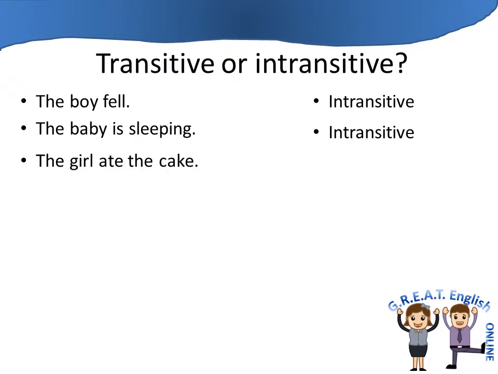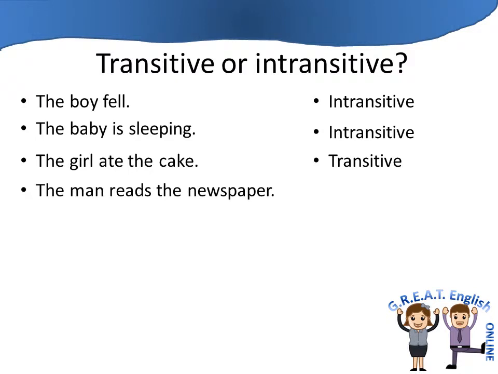The girl ate the cake. Transitive or intransitive? Transitive. Here we have ate is our action, the girl is the subject and also the agent of the eating, and the cake is what was being eaten. So we have the girl, subject, verb, object, the cake, and also agent, action, patient. The man reads the newspaper. Is this transitive or intransitive?